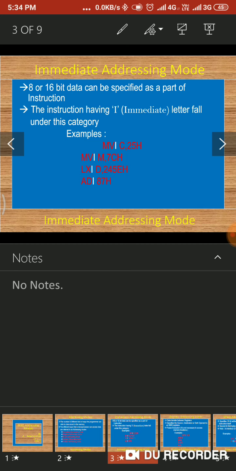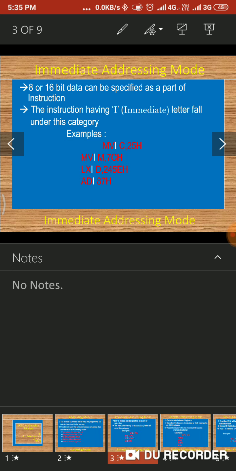The example of immediate addressing mode is MVI C, 25. 25 is a hexadecimal number. In this, the 25 is the immediate data that is moved to the register C. Similarly, MVI M, 7C: the data 7C will be immediately moved into the memory location. That is, M means the content of the HL register pair is the memory address. The memory address here is a 16-bit memory address.